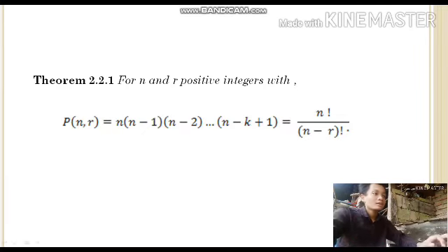Next, theorem. For n and r positive integers with r less than or equal to n, permutation P(n, r) equals n times (n minus 1) times (n minus 2) times dot dot dot times (n minus r plus 1), which equals n factorial over (n minus r) factorial.